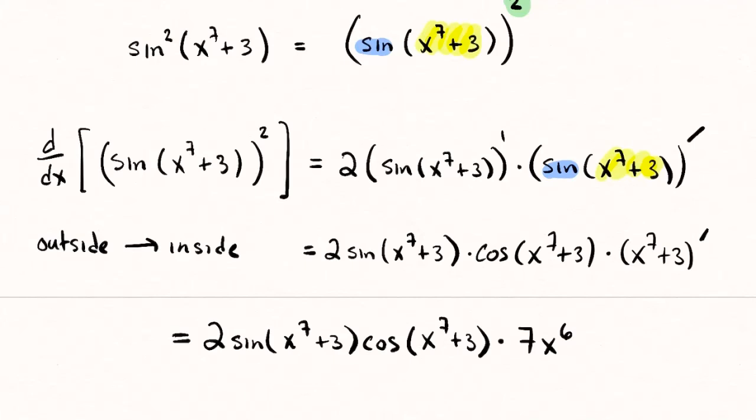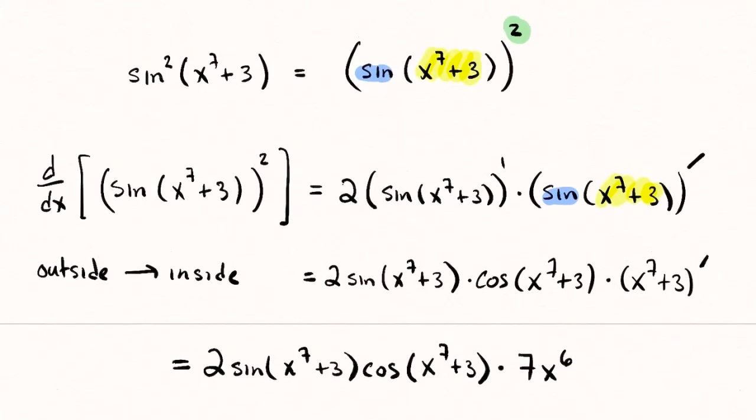I'm just going to use this color coding the same way. Why does it start off 2 times the sine of x to the 7th plus 3? Well, because that was the derivative of the outermost function. The outermost function was the squaring function, and the squaring function's derivative is 2 times its input. And then why is there a cosine next? Well, because the middle function, the sine, the next layer in, its derivative is cosine. So that's just the derivative of the sine function at the same input.